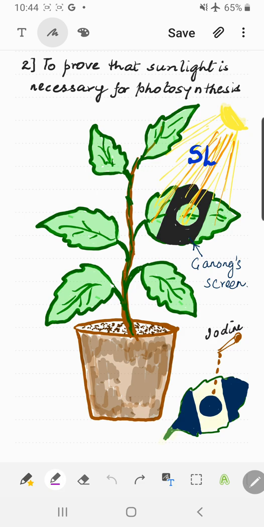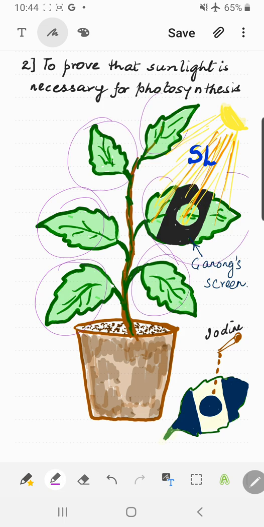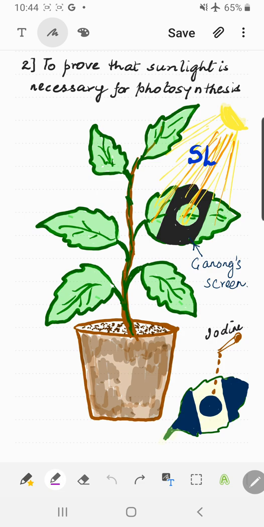Now, note that you have not taken a variegated leaf here, the leaf is completely green. If you can see, all the leaves are completely green, they are not patched, right? That means the whole surface contains chlorophyll. That means chlorophyll is not a factor limiting photosynthesis here. Which factor are we going to check for? We are going to check for light.